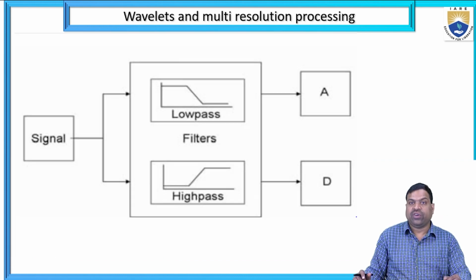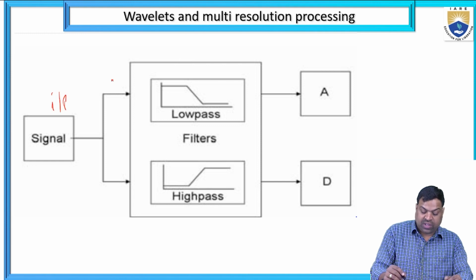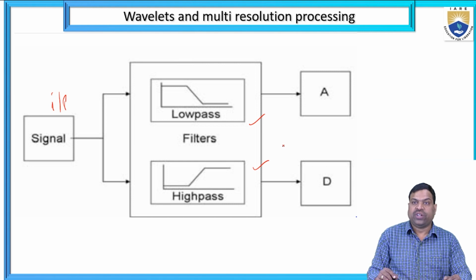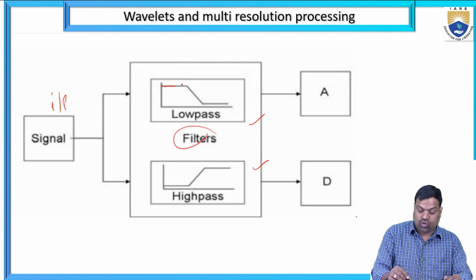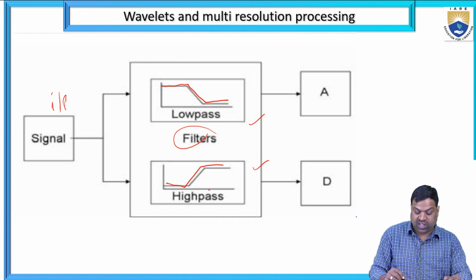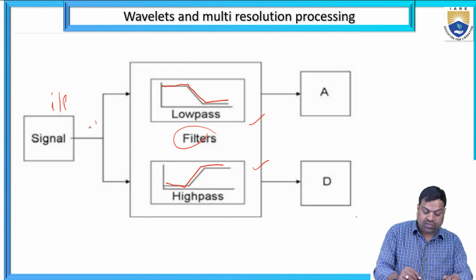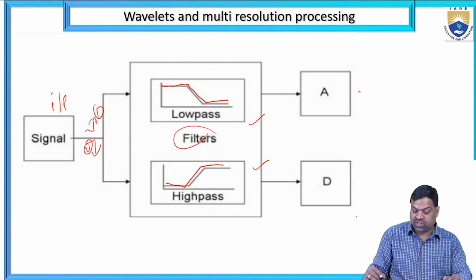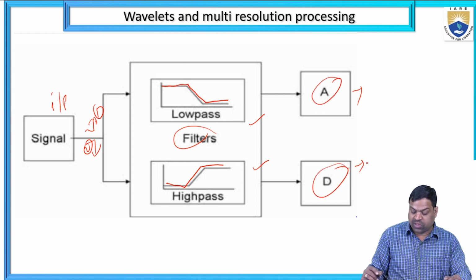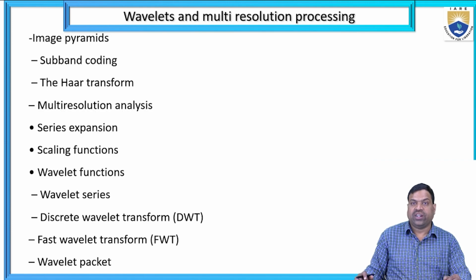So it is another figure. Suppose I am taking the input signal, dividing it into a low pass and a high pass filter. When we are going for the low pass filter, the response is like this, high to low. High pass means low to high like this. Signals are divided into the low pass and high pass outputs. The low pass output value I am taking as A, the high pass I am taking as D. So what A and D are, we'll discuss.